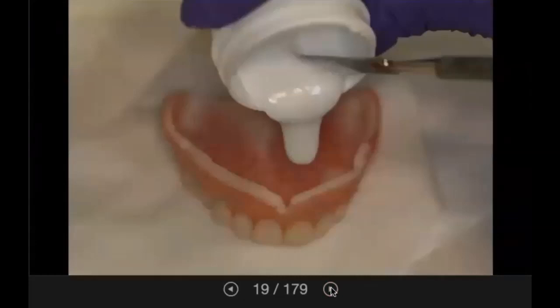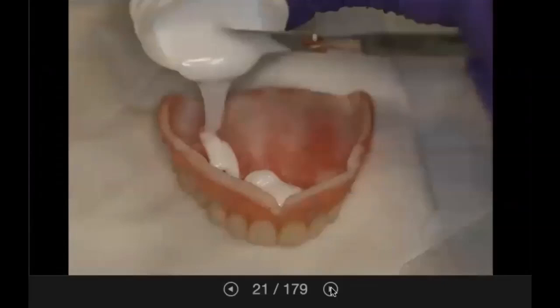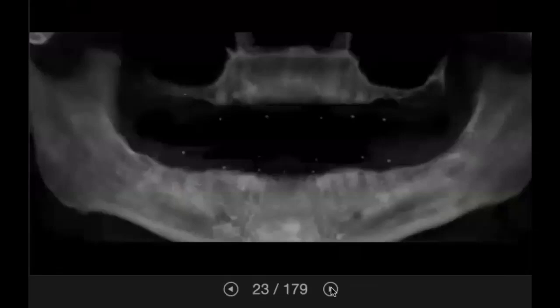The radiolucent tissue conditioner is placed and fitted to the intaglio and palatal surfaces. A CT scan is taken with the maxillary and mandibular dentures in place to create a DICOM file for exportation. Note the fiducial reference markers on the CT scan.